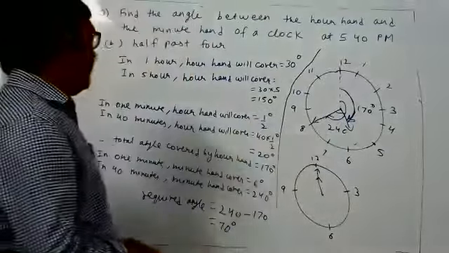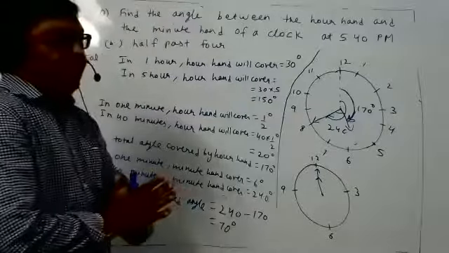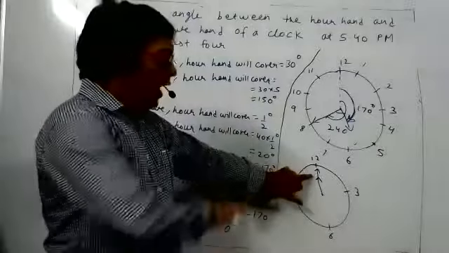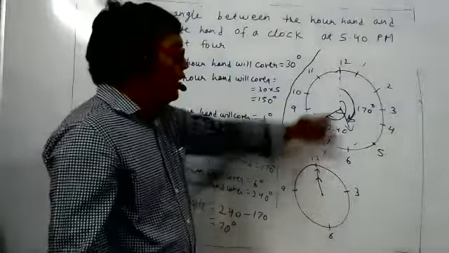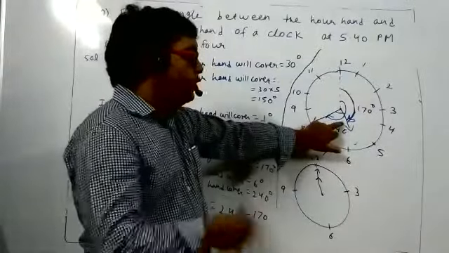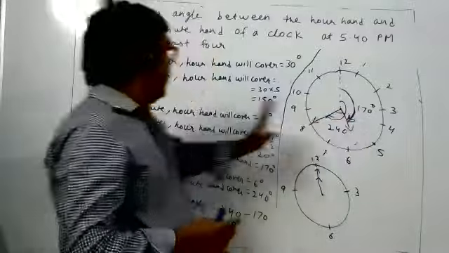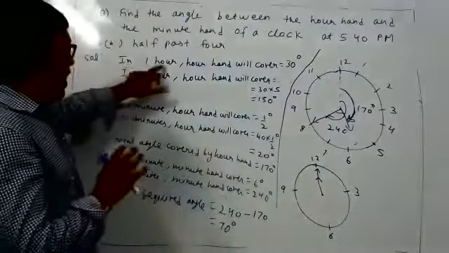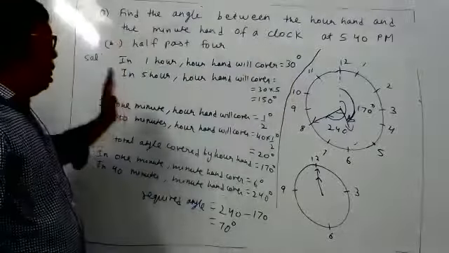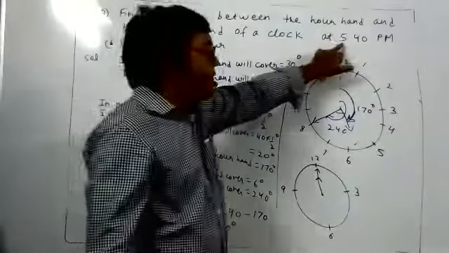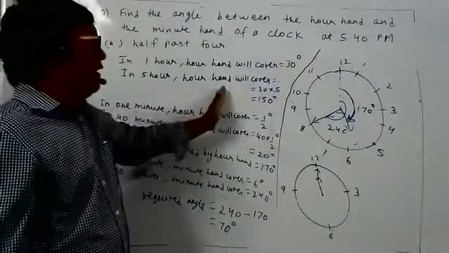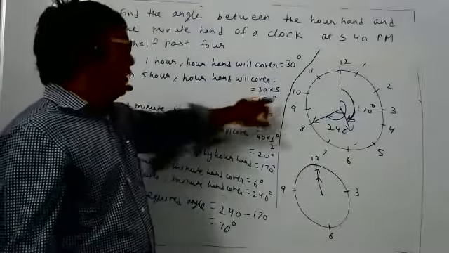We have to find the angle between them. In this type of sum, assume that the time is 12 o'clock and start from there. From 12, the hour hand has to come to its current position, which is ahead of 5. By how much angle will it rotate? In 1 hour, the hour hand covers 30 degrees. It has to move 5 hours, so in 5 hours, by the unitary method, 30 into 5 is 150 degrees.